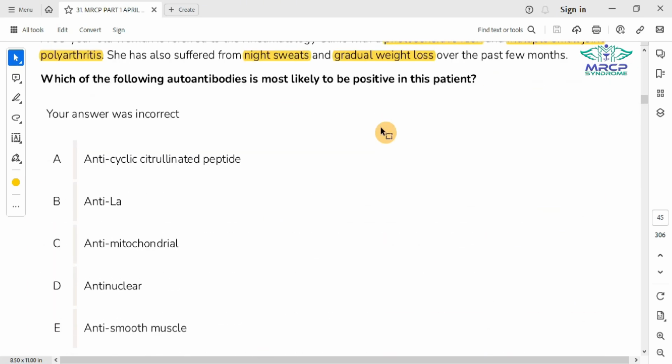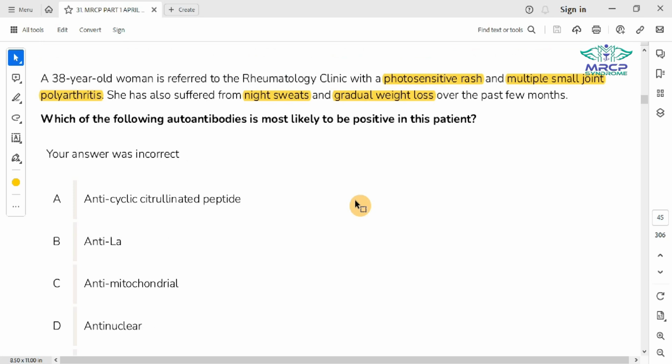Which of the following autoantibodies is most likely to be positive in this patient? Anti-cyclic citrullinated peptide, anti-CCP, anti-La, anti-mitochondrial, anti-nuclear, anti-smooth muscle. A 38-year-old woman is referred to the rheumatology clinic with a photosensitive rash and multiple small joint polyarthritis. She has also suffered from night sweats and gradual weight loss over the past few months. So which autoantibody is most likely to be positive? Most likely diagnosis, ANA, is SLE.